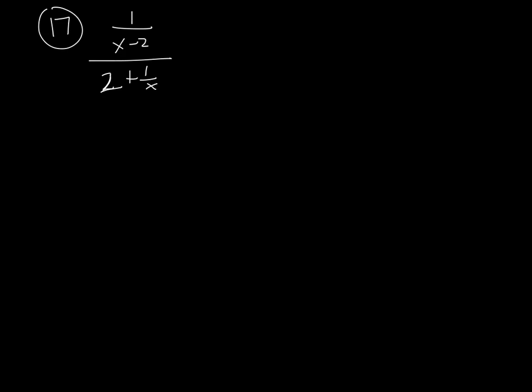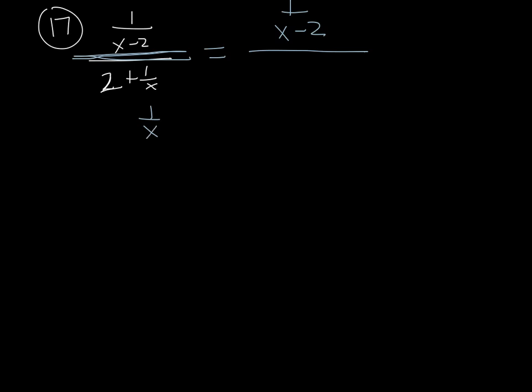Now we get into complex fractions. Before I do anything with this large division bar right here, I want to make sure to simplify the top and bottom of my division bar. So I only have one fraction on top, so I'm not going to do anything with that. On bottom though, I have to make sure to combine 2 plus 1 over x. So my common denominator would be x.